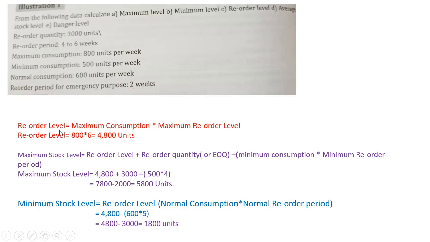Okay, so the reorder level formula. Reorder level is maximum consumption into maximum reorder period. See here, they have mentioned maximum and minimum. So 800 is maximum. Into, as I told, reorder period 4 to 6 means 4 is minimum, 6 is maximum. So 800 into 6, you will get 4,800 units. That is your reorder level.